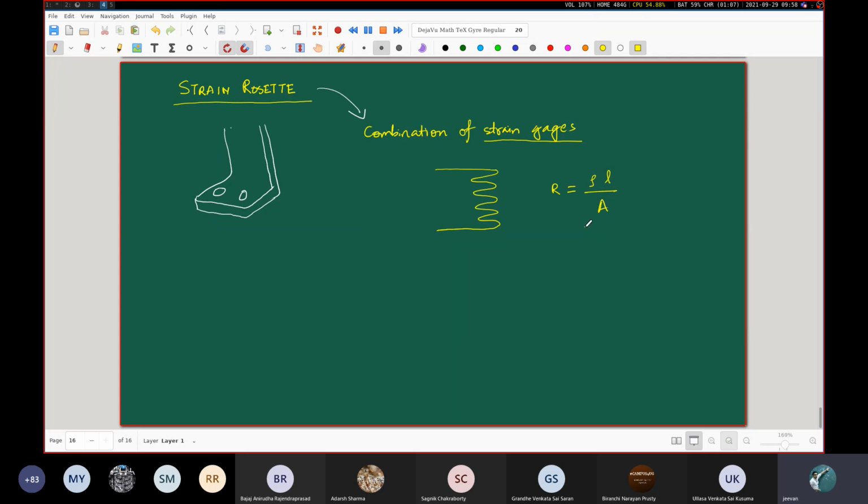Fine. Now, if you place such a wire on a body which is deforming, then as the body deforms, the wire deforms along with it. When the wire starts to deform, its length and area change. When they change, the resistance also changes.